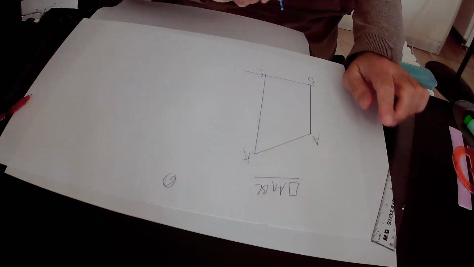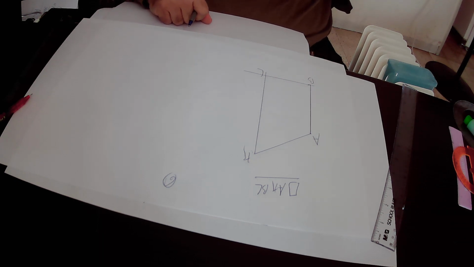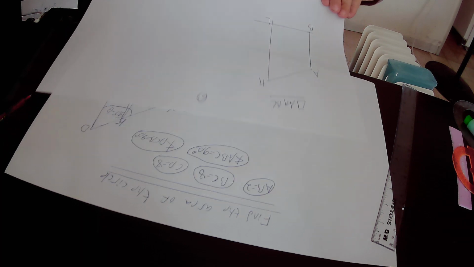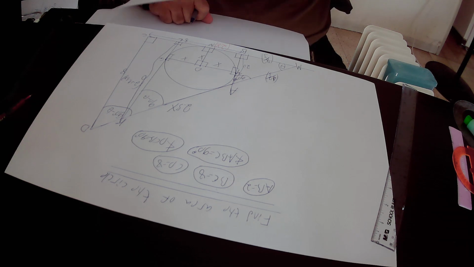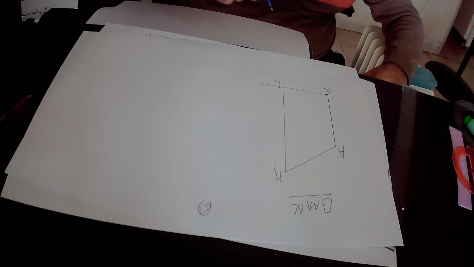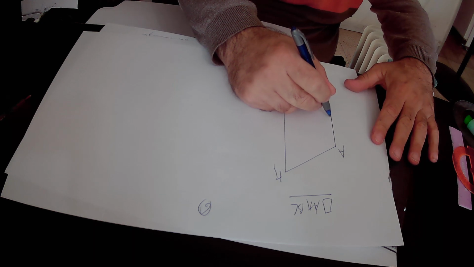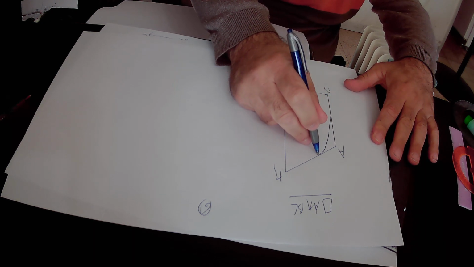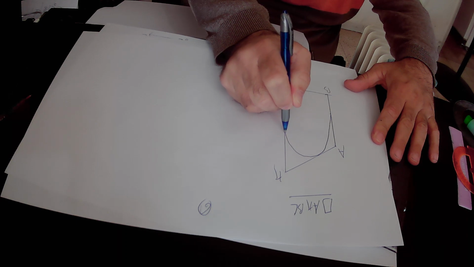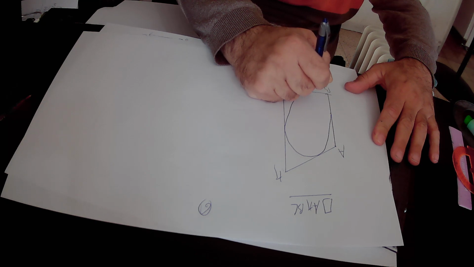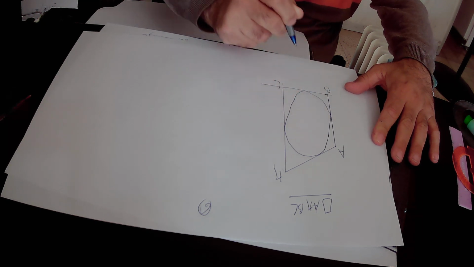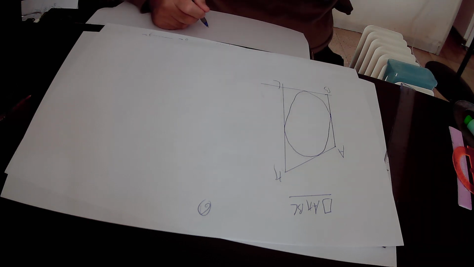So actually this is quadrilateral AKBL that they copied from the original drawing. We have this quadrilateral blocks this circle. This circle is blocked by the quadrilateral AKBL. So I copy this circle. So this is the circle that is blocked by quadrilateral AKBL.